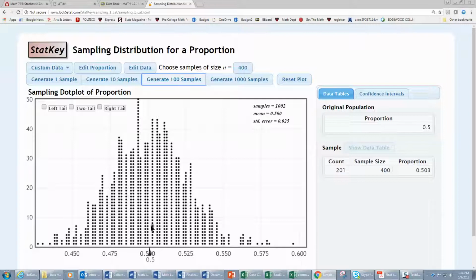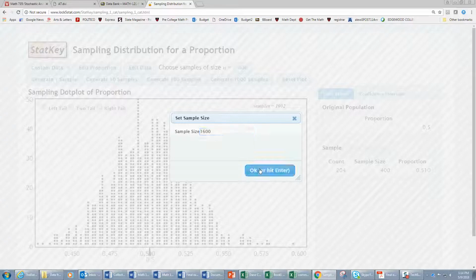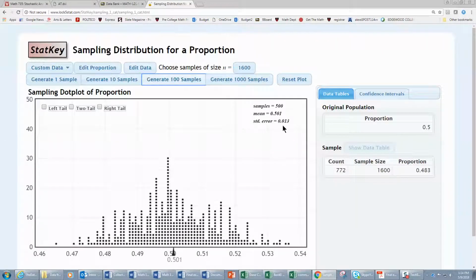In both cases, you get sample proportions that are above 50% and below 50%, but there's not as much variability when you have a large sample size, and that should make a lot of sense. Look what happens when you really kick up the sample size to like 1600. And let's generate a couple hundred samples. Now the standard error is only about 0.013. So if you're looking at samples of size 1600, you expect the number you get to not be too different from the actual population parameter.